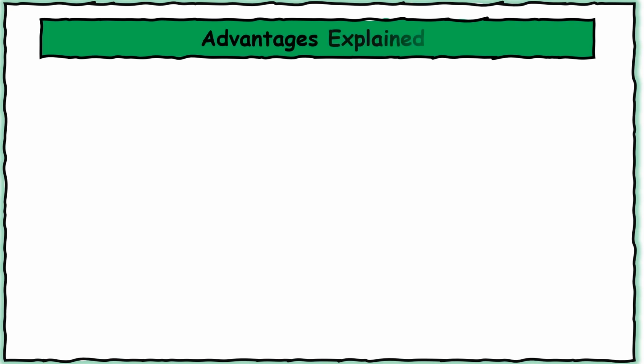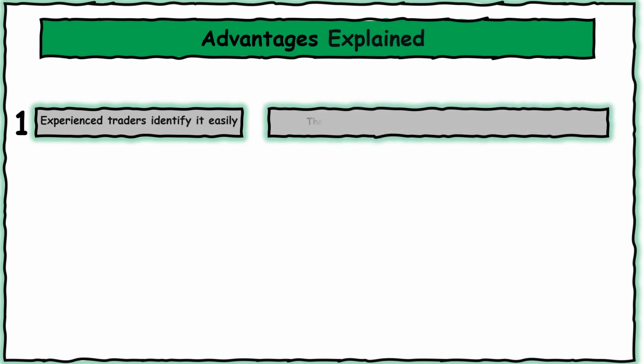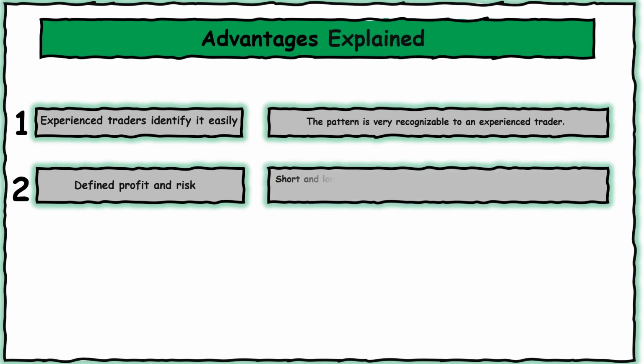Advantages explained: 1. Experienced traders identify it easily. The pattern is very recognizable to an experienced trader. 2. Define profit and risk. Short and long entry levels and stop distance can be clearly defined with confirmation openings and closings.